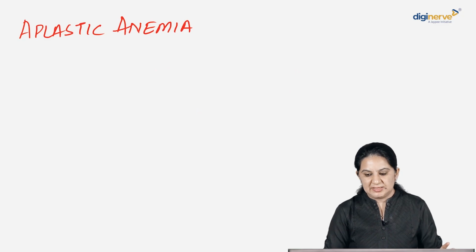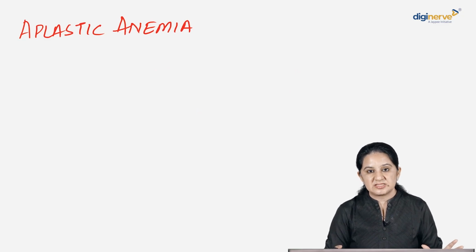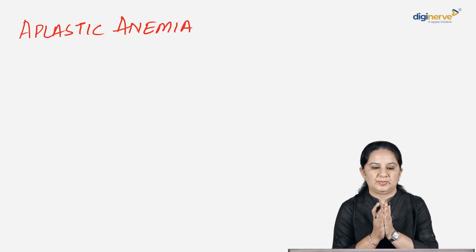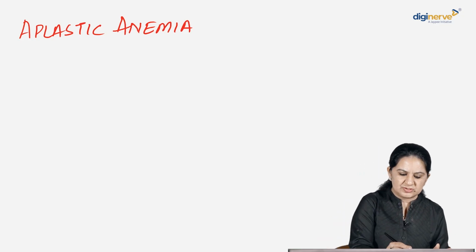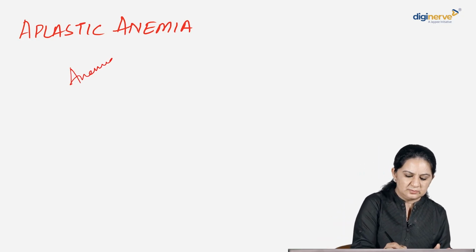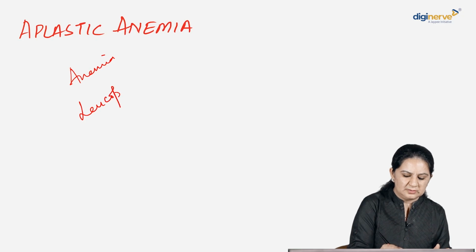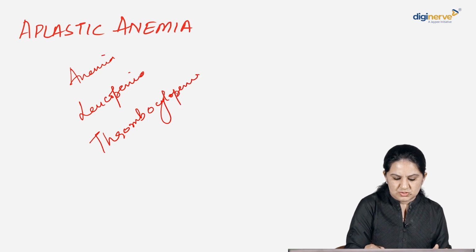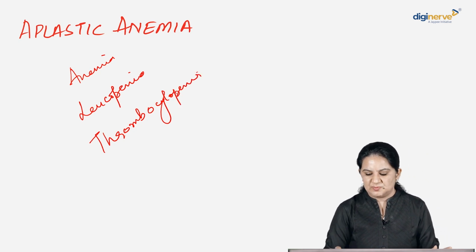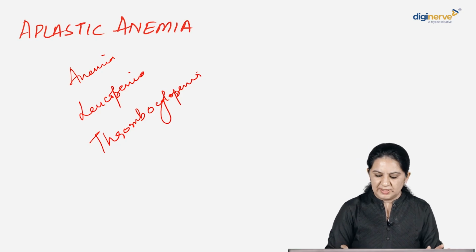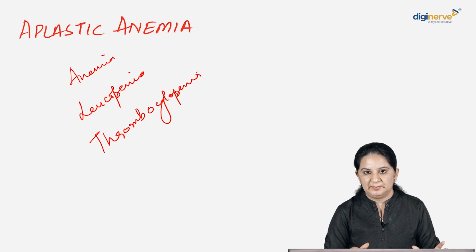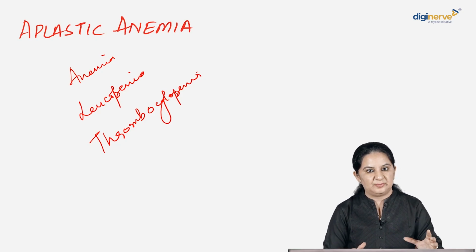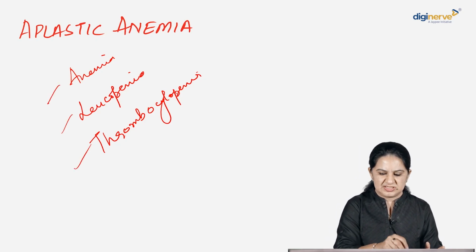So, coming to aplastic anemia, very quickly, what happens in aplastic anemia? There is a shutdown of the bone marrow. No cells are produced. So what do you get? You get anemia, leukopenia, and thrombocytopenia. No red blood cells, white blood cells, platelets, nothing is produced. Moreover, pluripotent stem cells are inhibited. This results in decrease in the production of all the 3 lineage cells.